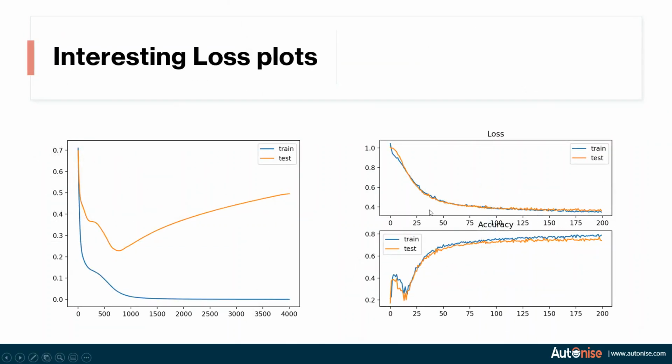Now, let's have a look at the accuracy plot, which is at the bottom. The blue curve represents the training accuracy. The orange curve represents the testing accuracy. Now, the training accuracy increases initially as the loss value is decreasing. That's expected. But now, even though the loss function value keeps on decreasing, the accuracy also drops.